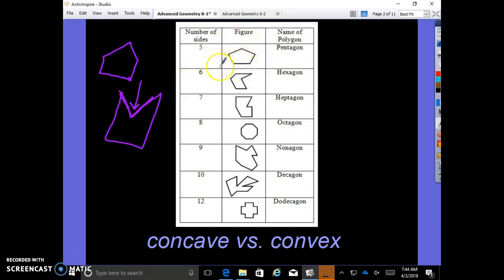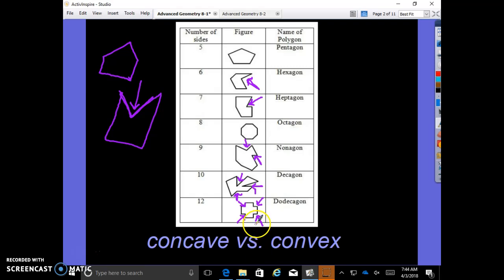So right here, convex or concave? Convex, good. Concave, it's caving in right there. Concave. Convex. Concave here and here, right? So it's concave, it's caving in here, here, and here. How about this one? Concave, it's caving in these 4 corners. What would be the 4 corners?